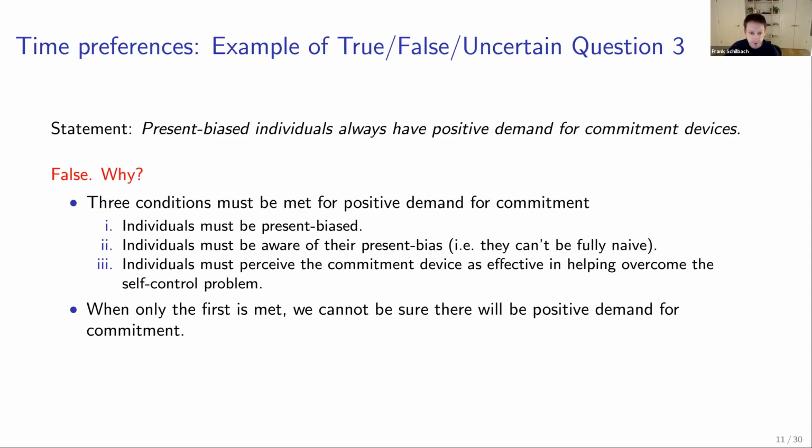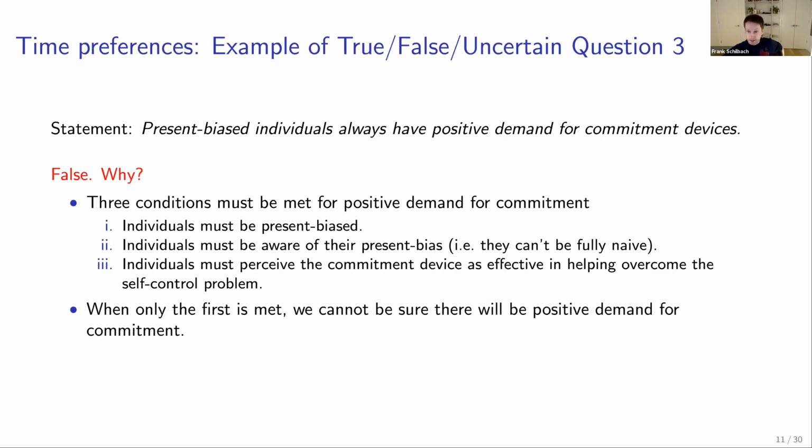The person must be present biased or have some form of self-control problems. The person must be aware of their present bias, so they can't be fully naive. They could be partially naive, but they can't be fully naive. And the individual must perceive the commitment device as effective in helping overcome the self-control problem. That's to say, if somebody is offered a commitment device and that device is useless, there's not going to be any demand for commitment, particularly if the person perceives that the device is useless.